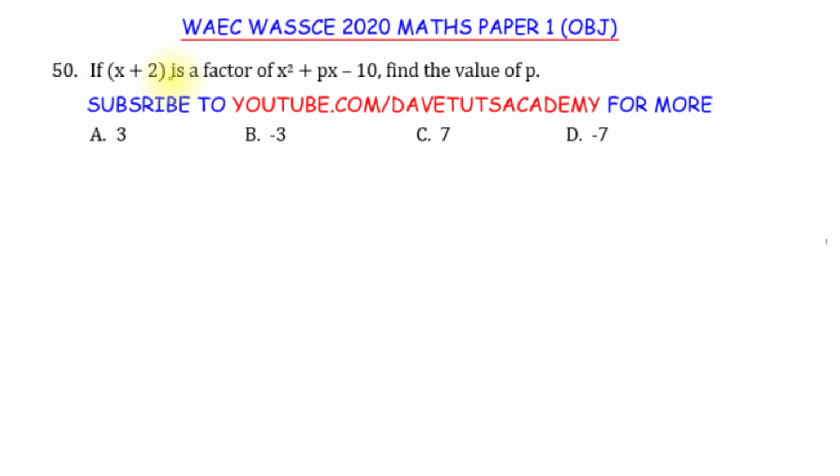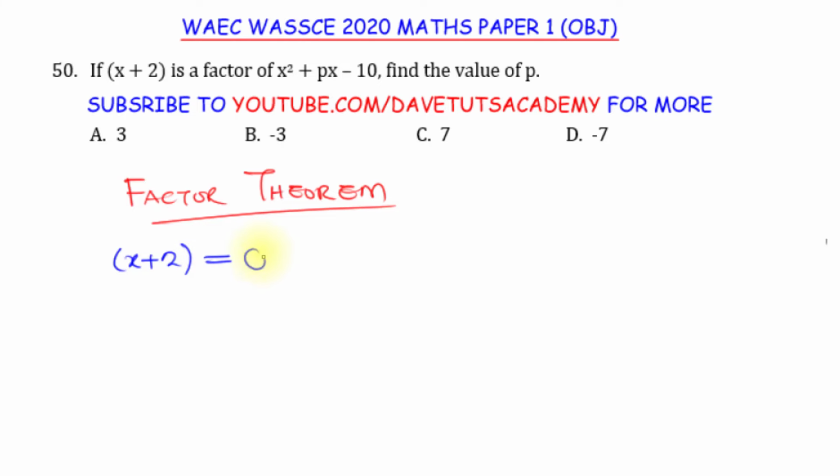If x plus 2 is a factor of x squared plus px minus 10, we have to find the value of p. Now, this is a beautiful question on polynomials in which we can employ the factor theorem. The factor theorem is going to help us to solve this question correctly. Here we are told that x plus 2 is a factor. So x plus 2 being a factor means that we can say x plus 2 is equal to 0, because we are solving for quadratic equations.